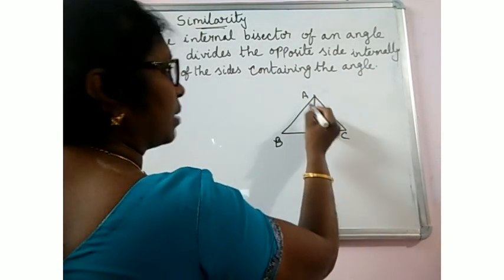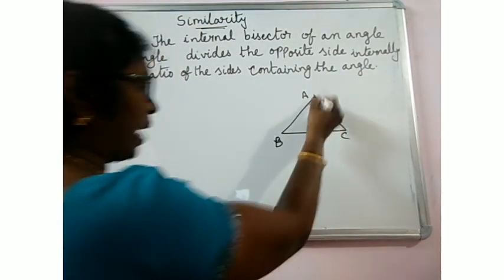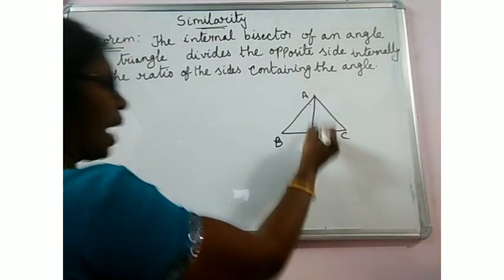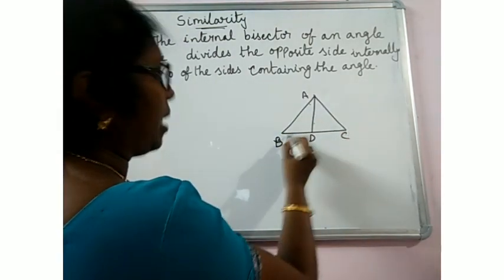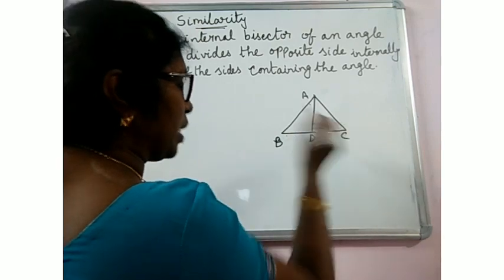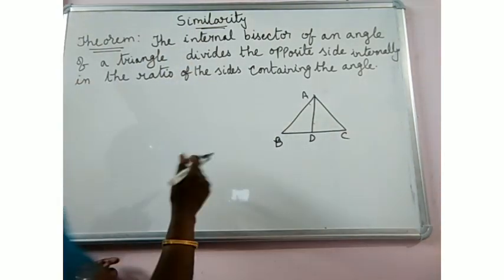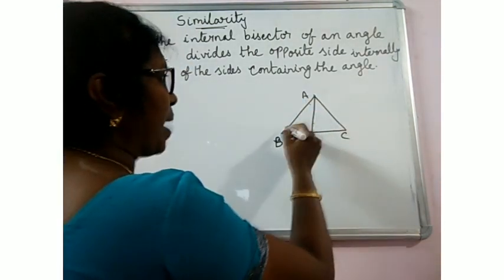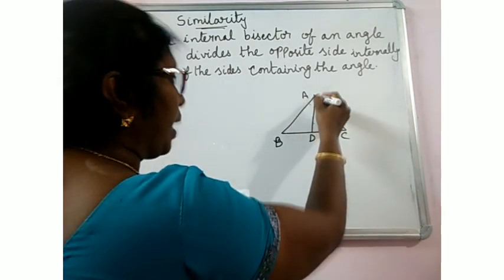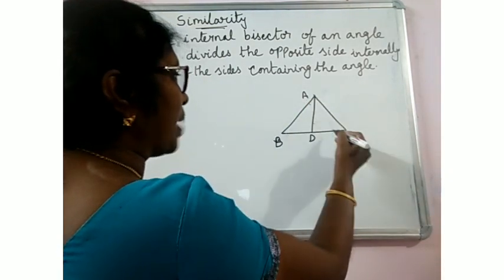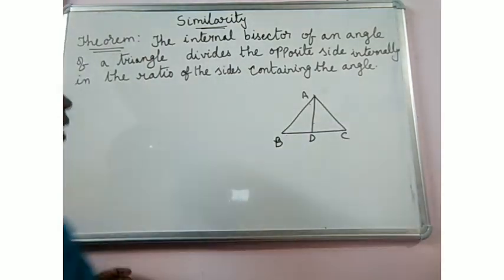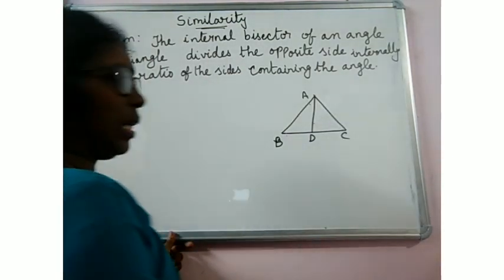The sides containing angle A are AB and AC, and AD divides BC in the ratio BD is to DC. So you have to prove that if AD bisects angle A, BD by DC is equal to AB by AC. That is the theorem.